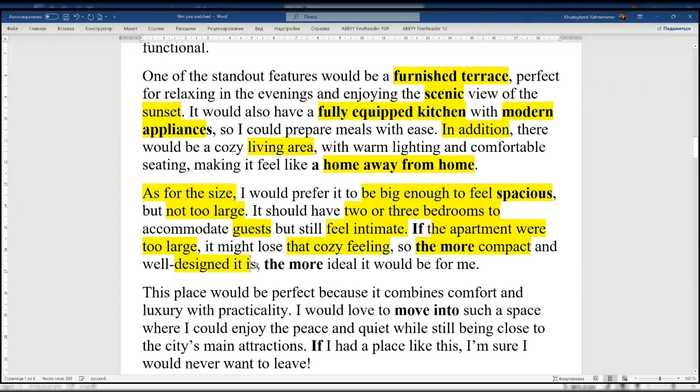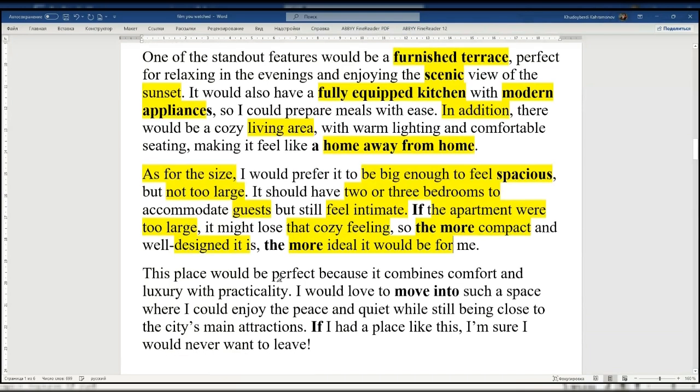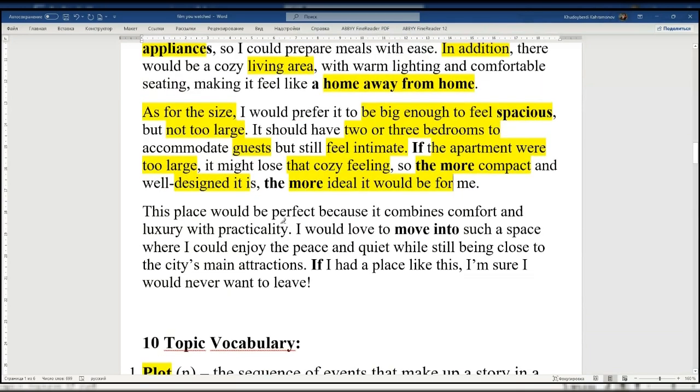This place would be perfect because it combines. This is my conclusion, right? This place would be perfect because it combines comfort and luxury with practicality. I would love to move into such a space where I could enjoy the peace and quiet while still being close to the city's main attractions, right? If I had a place like this, I'm sure I would never ever want to leave.